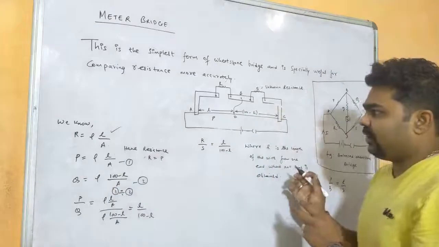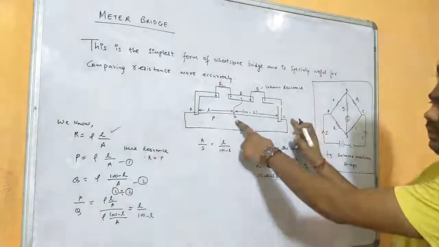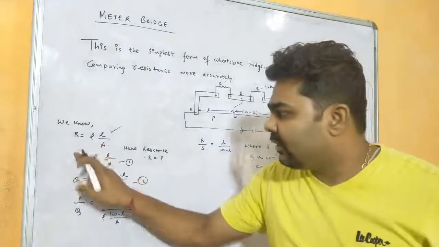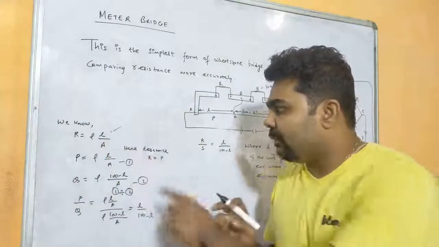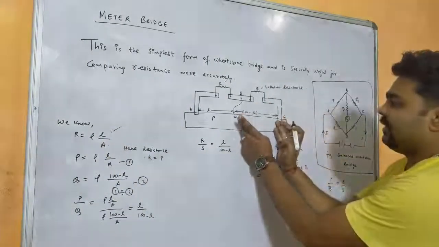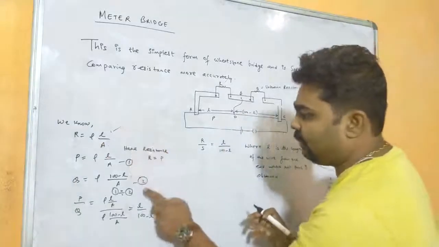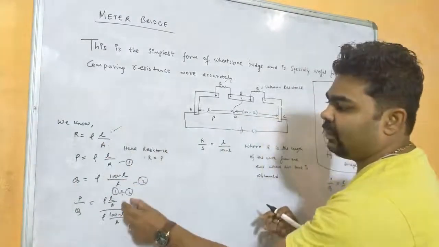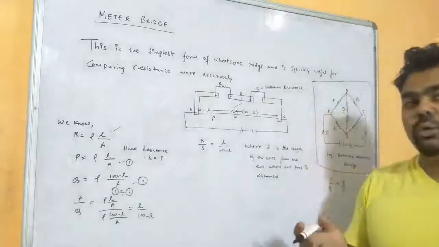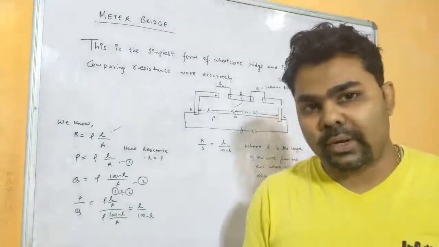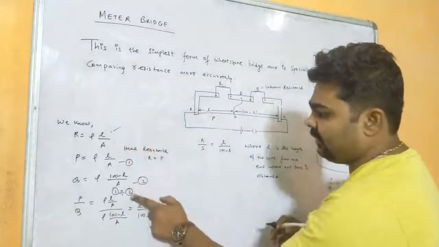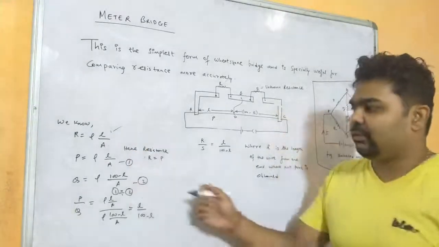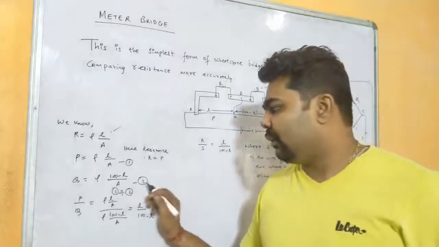Next you consider DC. Likewise, the resistance is Q, so Q equals rho L by A. Now in place of L, what is the length here? That is 100 minus L. So in place of L I will substitute 100 minus L. Now the area of cross section remains the same because it is the same 1 meter wire which is divided into two parts, right? So A remains the same. I have considered this as equation number 1 and equation number 2.